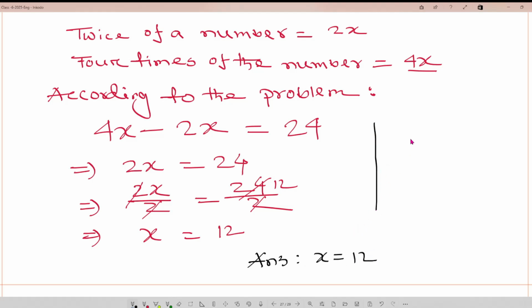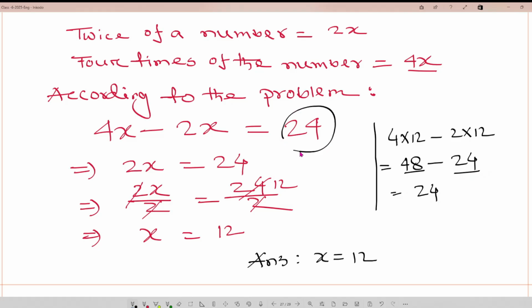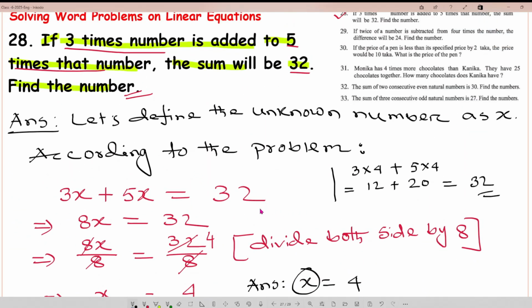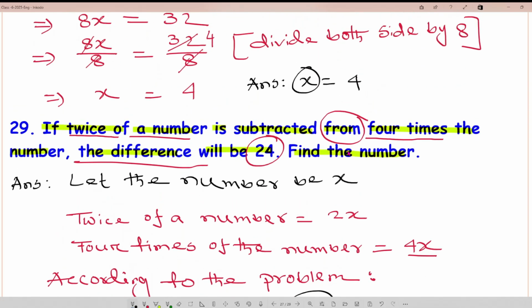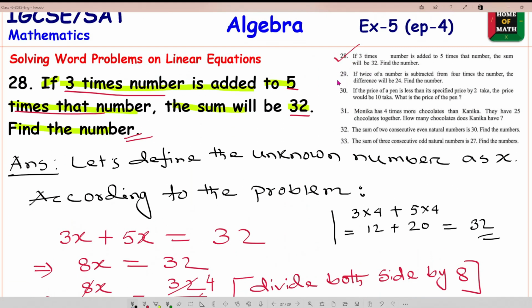Let's verify. 4 times 12 minus 2 times 12. So 4 times 12 is 48 minus 2 times 12 is 24. Now look, 48 minus 24 is 24. This is 24. So our answer is right. So you can solve your problem in different ways, but you have to maintain this one. Okay. So number 28 and 29 done.